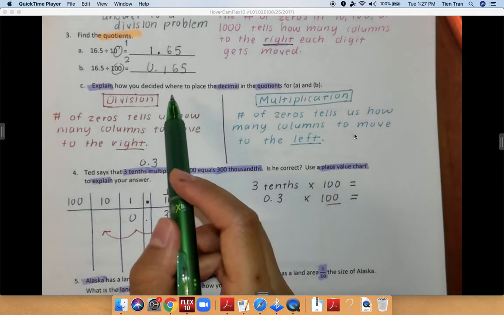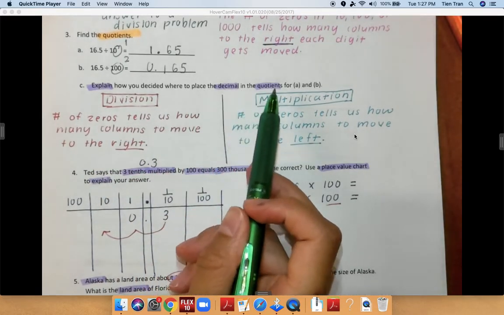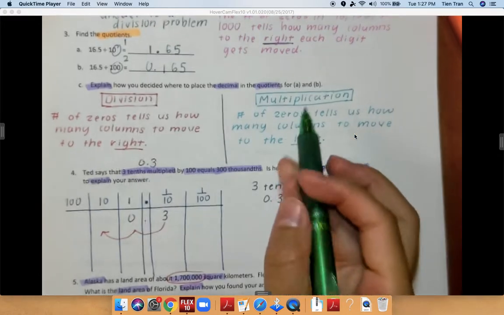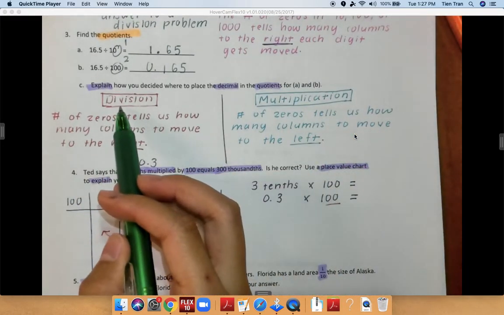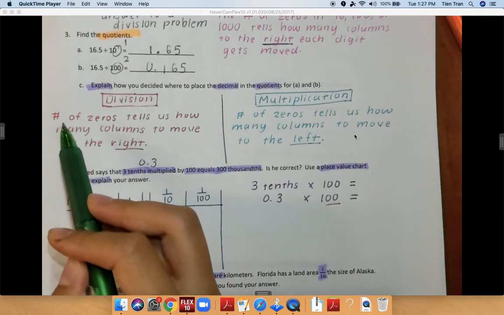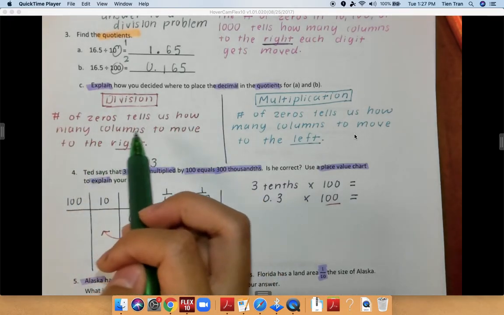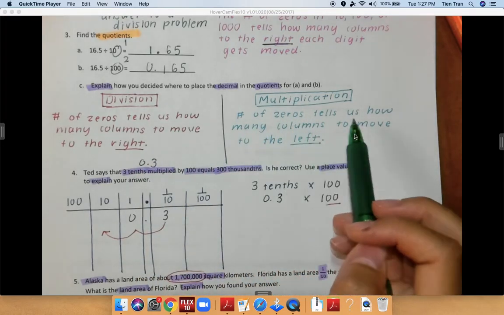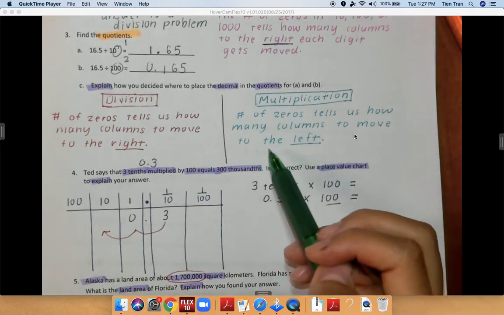Okay? Now problem C. Explain how you decided where to place the decimal in the quotients. Remember quotient, answer to a division problem. For division, the number of zeros tells you how many columns to move to the right. Multiplication, number of zeros tells us how many columns to move to the left.